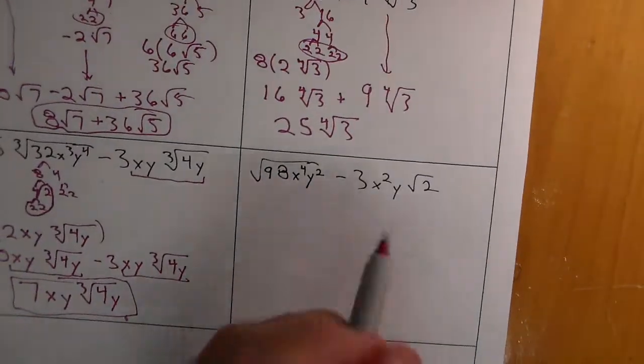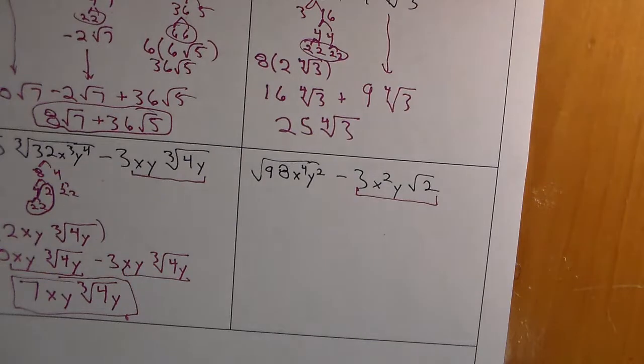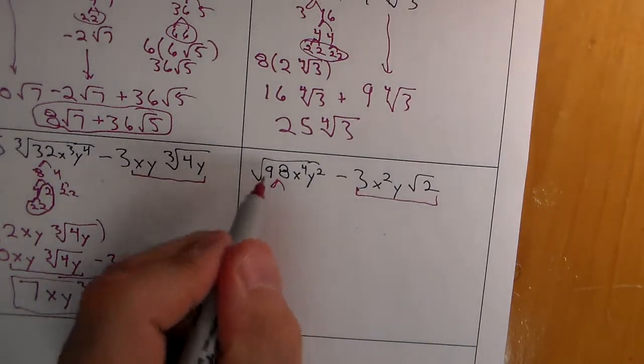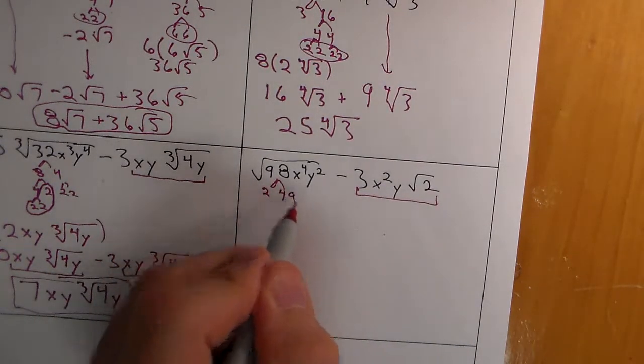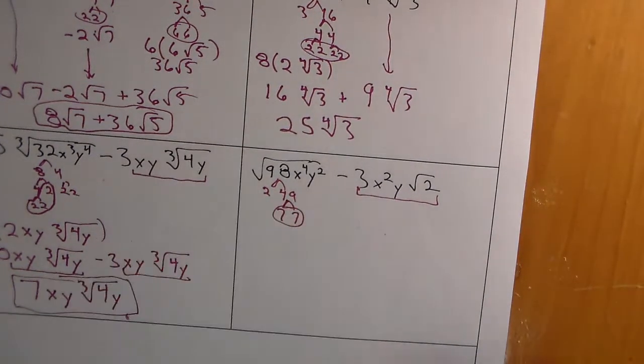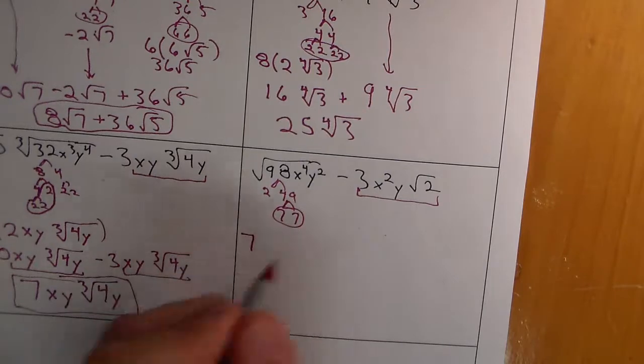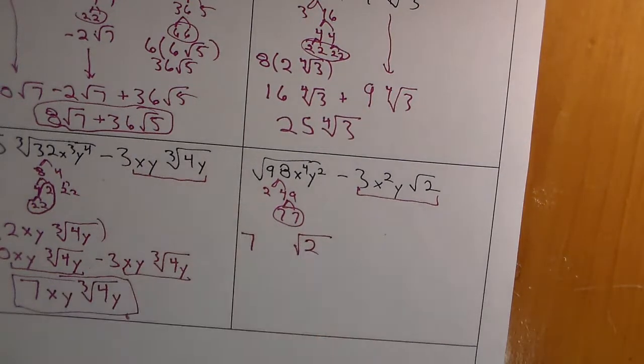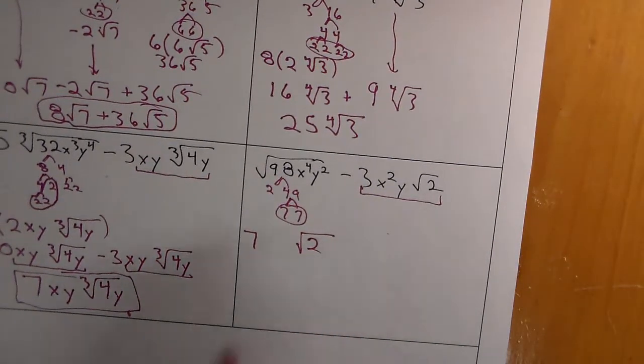Our last one here, the right side is simplified down. We need to see if we can get the left side to match. 98, I can divide that by 2 and it's 49. So that's 49 and 2. I get a pair of 7's from that. So 7 is going to come out. 2 is left inside, which is good. I can see that it's matching.